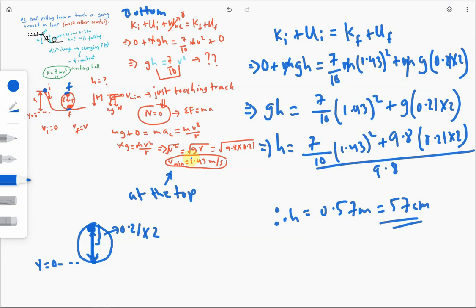Alright, this is the height from which the ball needs to start rolling to be able to just travel around the loop without falling off. If the speed were any lower or the height was any smaller, then it wouldn't make it around the loop. The ball would fall off somewhere before the top of the loop. Alright?